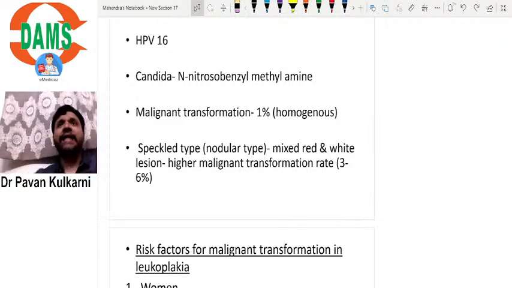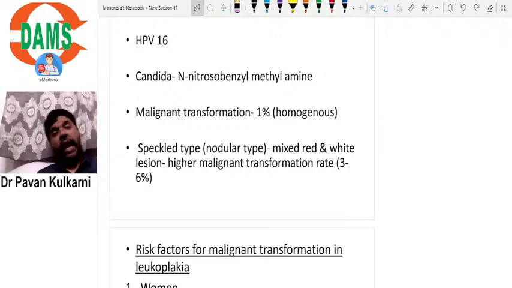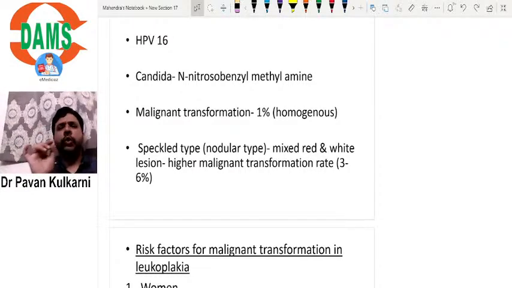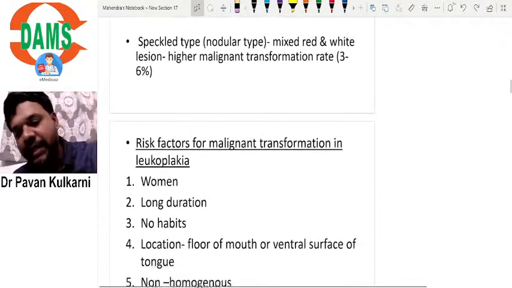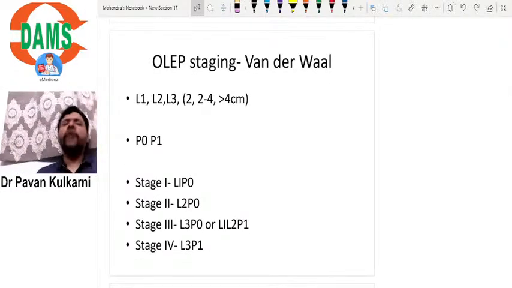So you can understand that if a patient comes to you with a white patch, and if you see carefully, clinically there is a red patch there also, yes, it is a risky case compared to a completely white patch. Okay, so speckled leukoplakia has a higher risk. Now, what do you mean by OLEP staging?